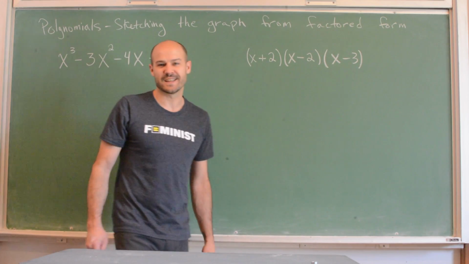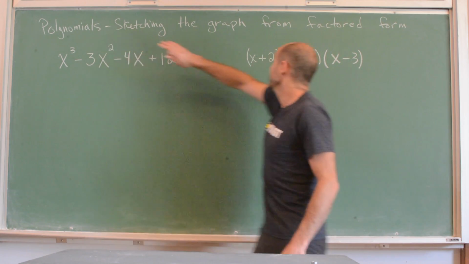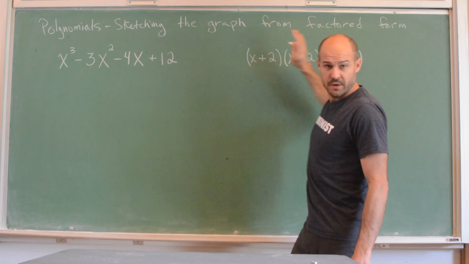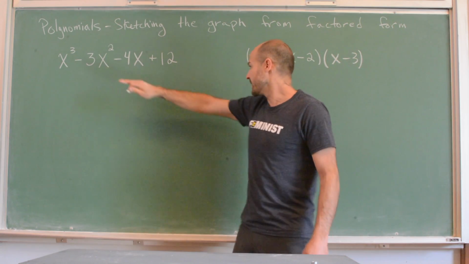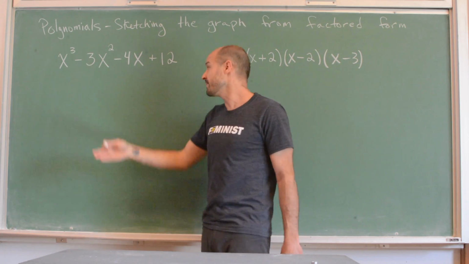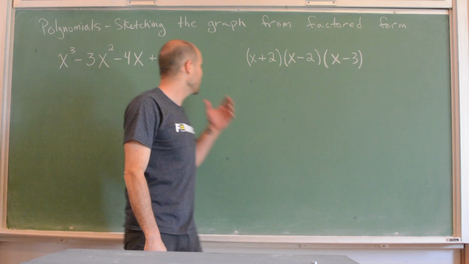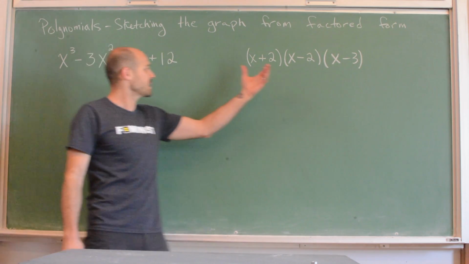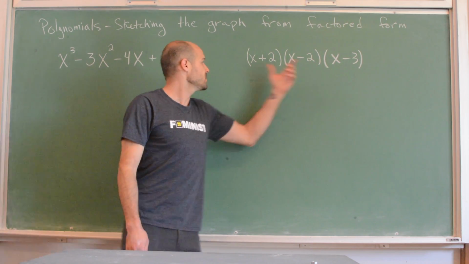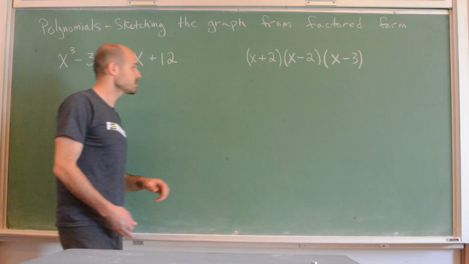What we're going to look at today is how our polynomials graph based on their factor form. We've been looking at polynomials in their standard form, polynomials that look like this, and classifying them based on their leading term. But polynomials can also be represented in their factor form, something like this. These two expressions here are equal. They have the same value.